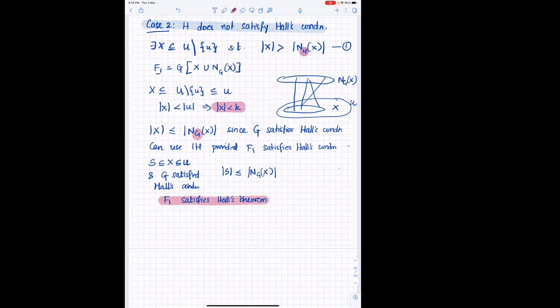There are two sets in F1. The smaller one is X, the one with the smaller cardinality. Its cardinality is less than K, and F1 satisfies Hall's condition. So what do you do now? Induct. Right, you can use the inductive hypothesis. And what do you get? Let's call the matching M1 that saturates every vertex in which set?